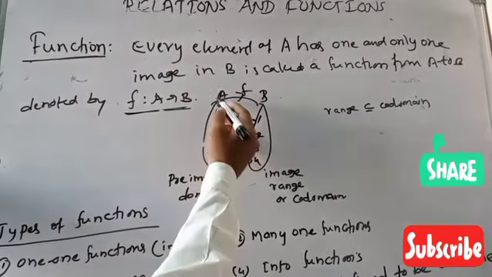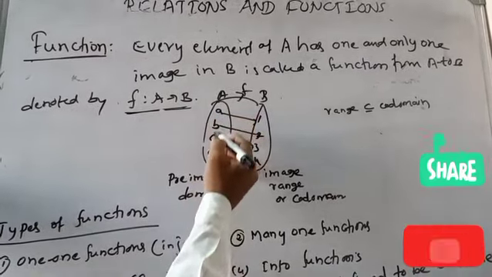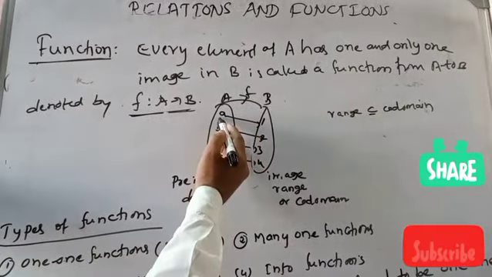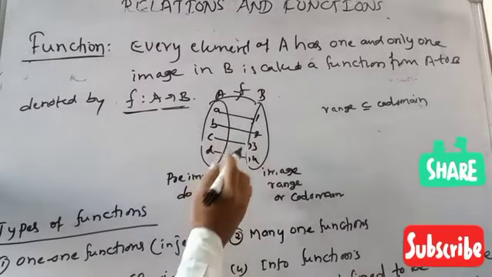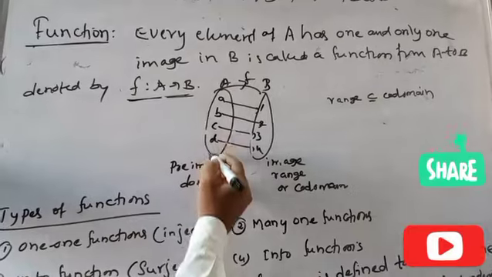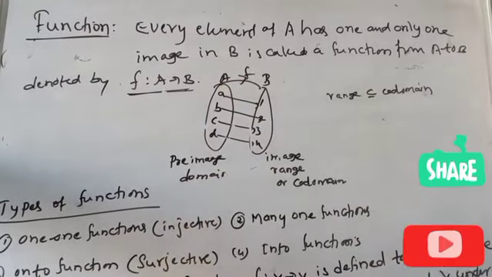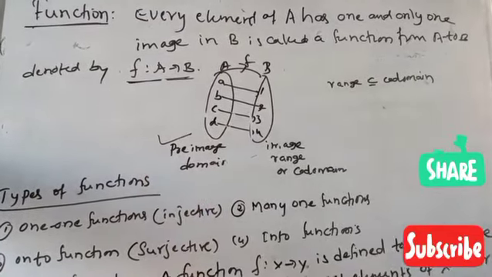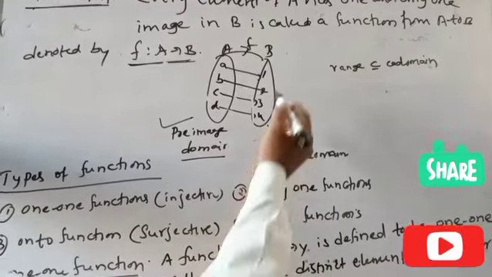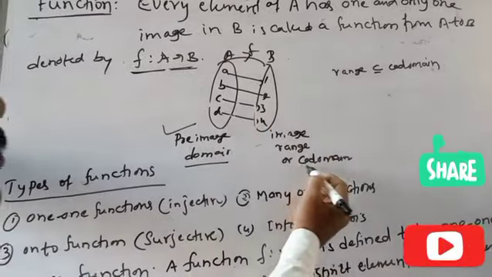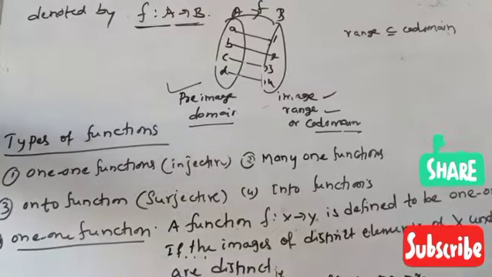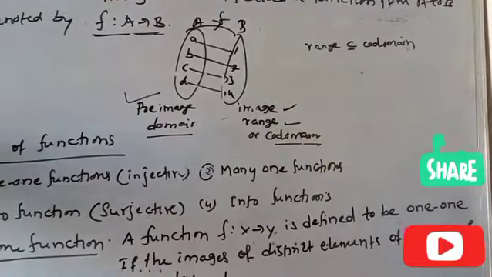For example, here the set A contains a, b, c, d. Set B contains 1, 2, 3, 4. Here set A and set B form a function from A to B. The elements of A are called pre-images, and also we can say it is the domain of the function. The set of B elements is called the codomain, or range or image of the function. The range is always a subset of or equal to the codomain.